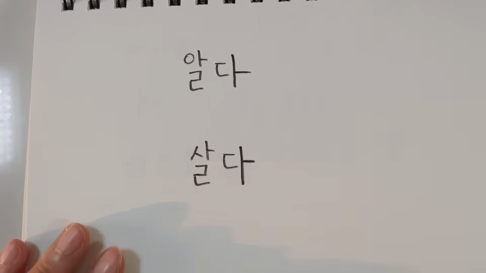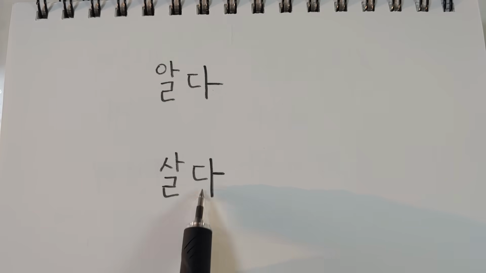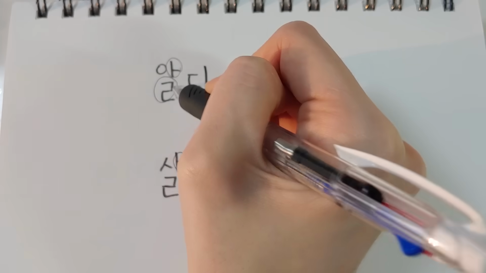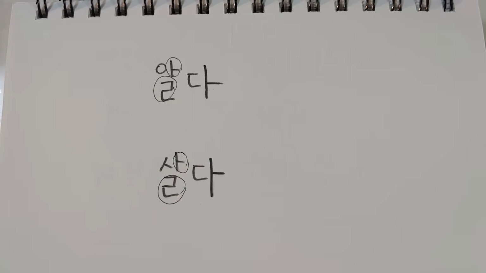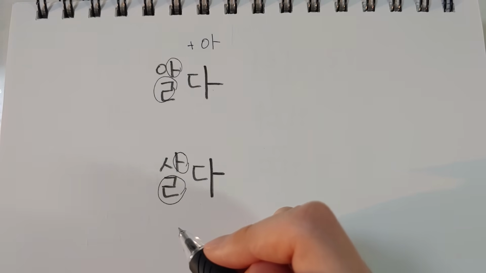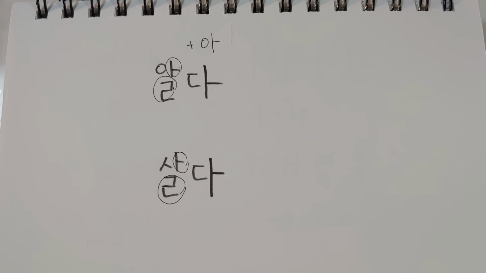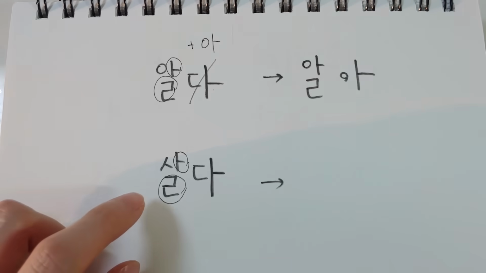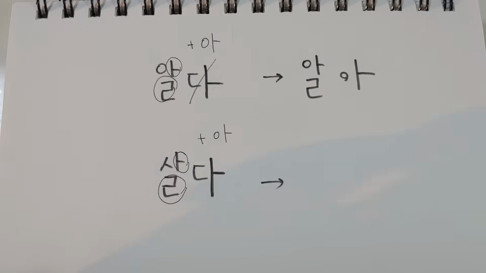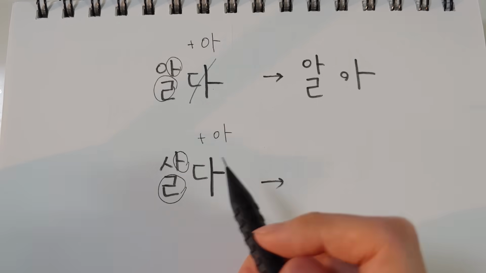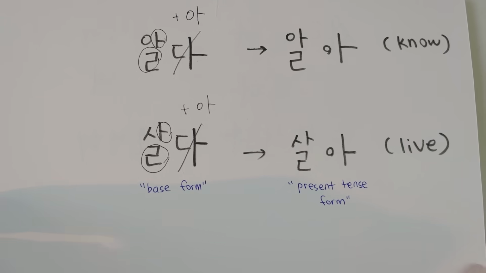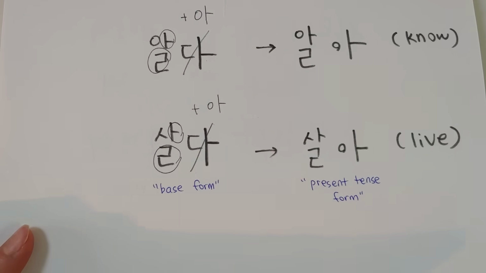And for the verbs like 알다, 살다, whose stem verb has a vowel and final consonant, you just add a 아 to conjugate it to a present tense form. So 알다's present tense is 알아, 살다, 살아. So this means know, and 살다 means live.